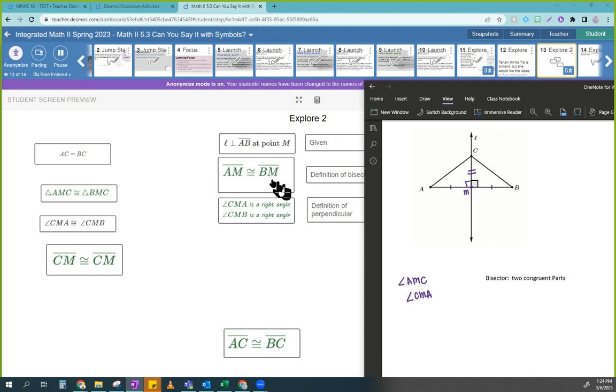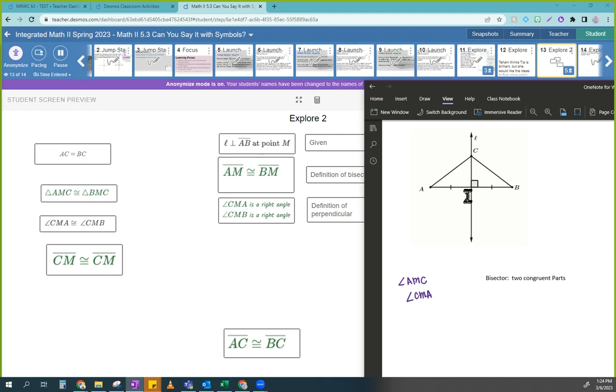Yes? No? Let's see what we have so far. Maybe I should erase this and start all over again. So let me erase all of my markings. Oops, just kidding, I didn't erase. Okay. And then it says AM is congruent to BM. Done. We have CMA and CMB are both right angles.